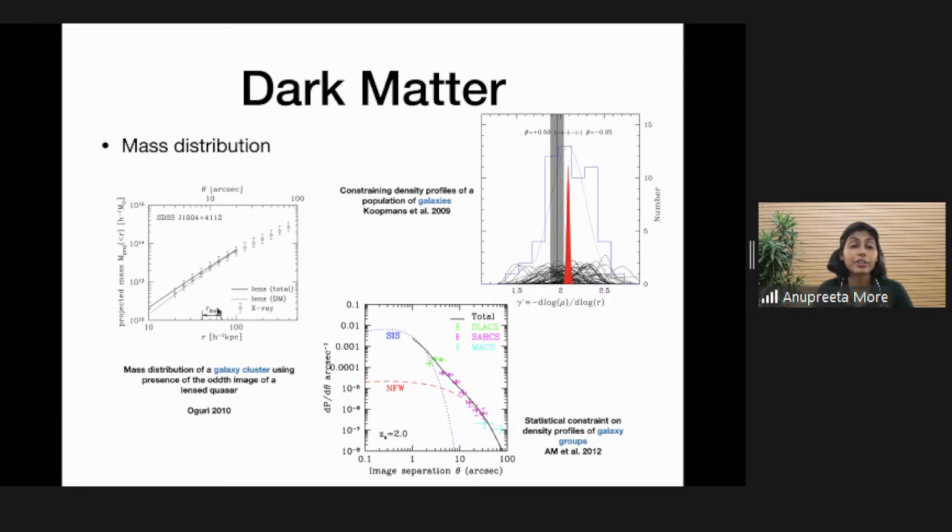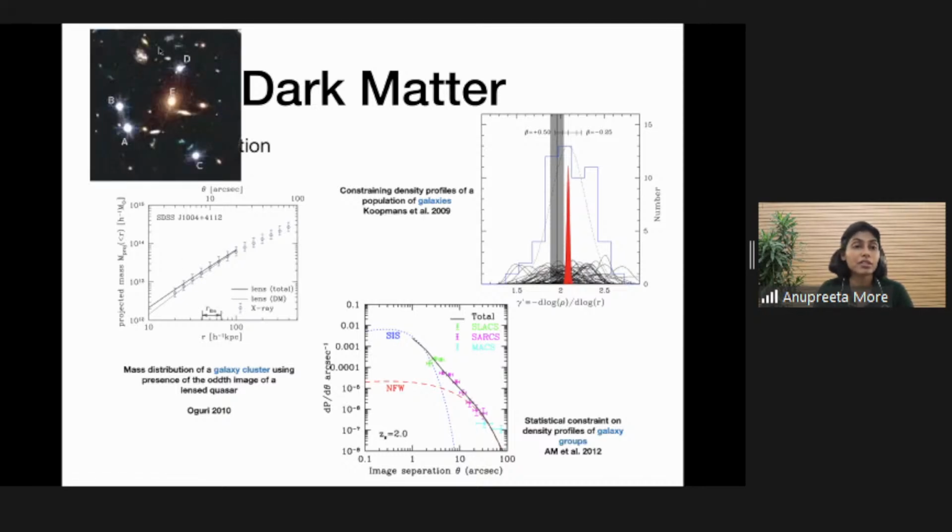In this case, here we are showing for one particular system, this is a massive galaxy cluster. The image of this system looks like this. Here we have these four images, but then much deeper data allows us to see that there is another, the fifth image, which is very faint, but very close to this lens galaxy here. This yellow galaxy is the lens galaxy, and there is an additional image very close to this galaxy.